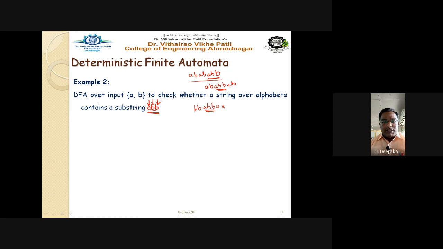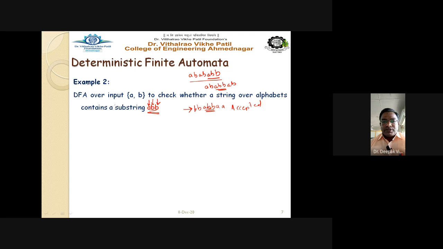So I have to design a DFA in such a way that if I input any string having substring ABB, then that particular string is accepted. Getting my point or not? Suppose I enter this particular string to my automata, this string must get accepted because it contains the string ABB, right? But if the string does not contain the substring ABB, then that string gets rejected by the automata.